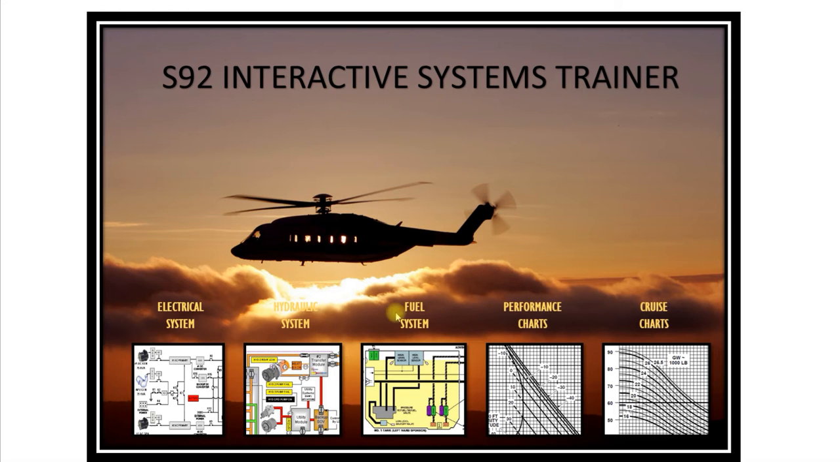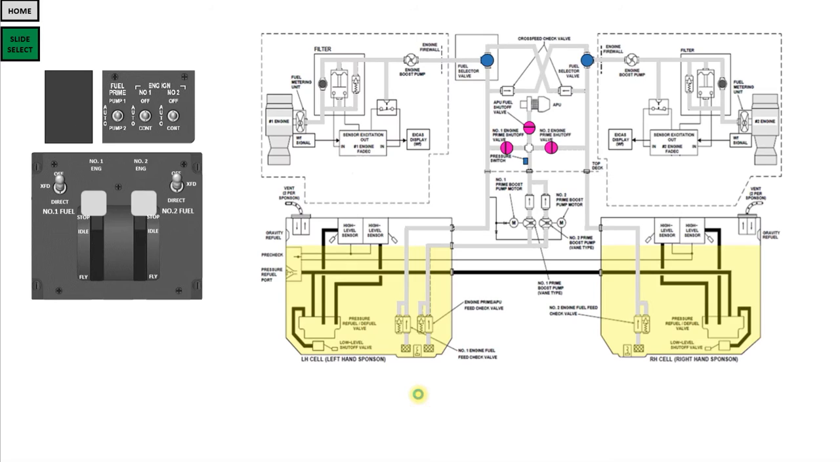Today we'll be talking about the S92 fuel system. Clicking on the icon takes you to the fuel system page. We have a normal schematic for the S92 main fuel system. We have the APU control switch, the miscellaneous fuel switching panel and the engine control quadrant.